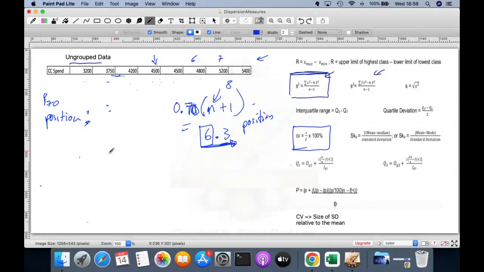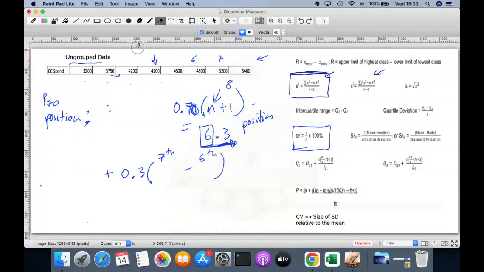So remember, we got a position of 6.3, so we need to take the 6th number plus this decimal part, which is 0.3, into the 7th number minus the 6th number. Do that. It's up to you to check where the 6th number is and where the 7th number is. What answer do you get?